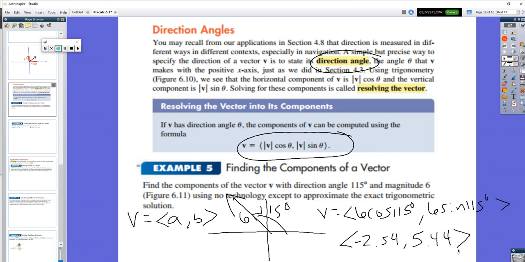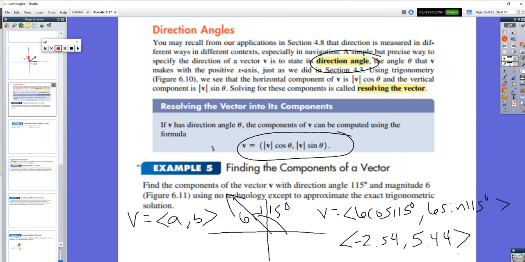Okay, so about negative 2.5 to the left and about 5.5 up. That makes sense because a negative horizontal component and a positive vertical component should hang out in quadrant 2. That's exactly what it did. Okay, so that's resolving a vector.